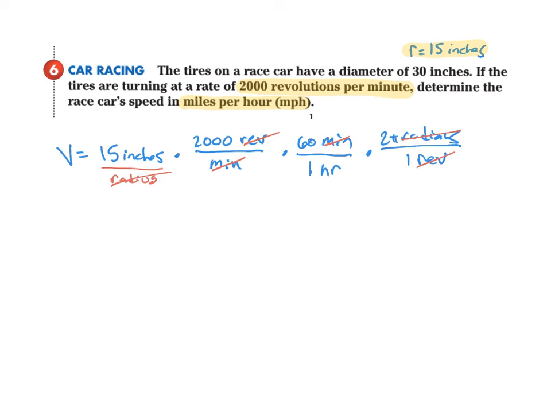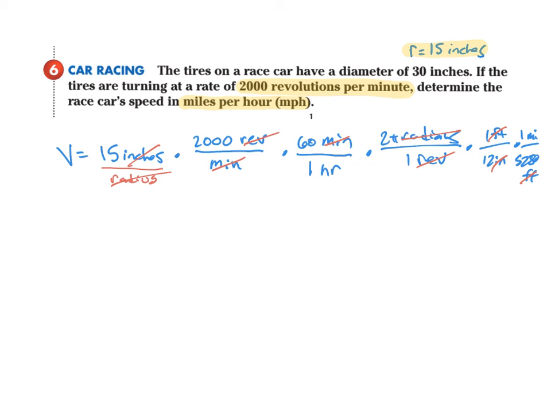Now, I still need to get rid of the inches because I don't want inches per hour. I want miles per hour. So how in the world do I figure out how many inches are in a mile? Well, first of all, I know that there are 12 inches in a foot. So 1 foot is 12 inches. That cancels the inches, and that gets me to feet. Inches are gone. And then I happen to remember that there are 5,280 feet in a mile. So 1 mile is 5,280 feet. And that cancels my feet because I have 1 on top and 1 on bottom.